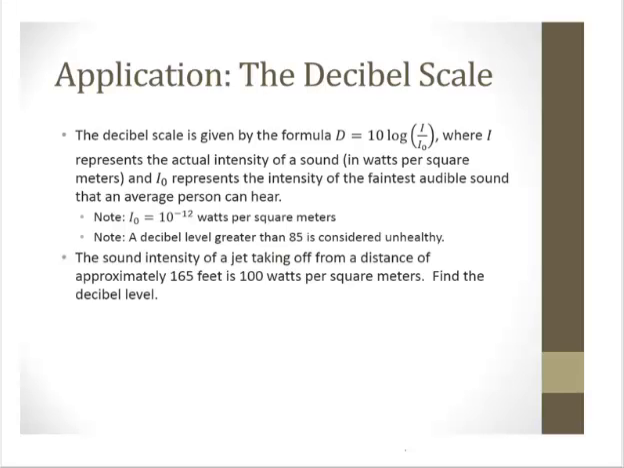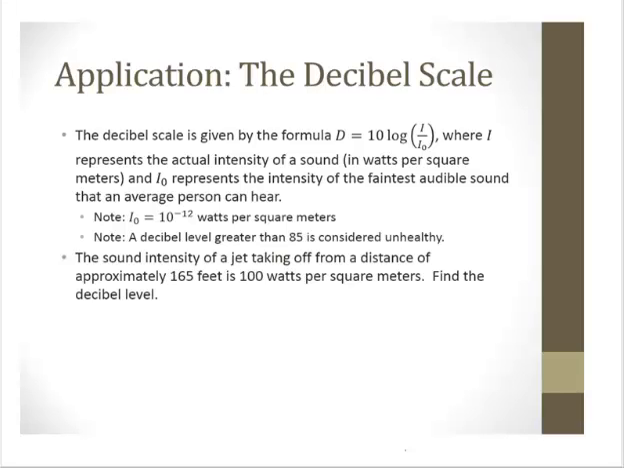The decibel scale is another example of a scale that's based on a logarithmic expression. The decibel scale is given by the formula d is equal to 10 times the log of I over I sub 0, where I represents the actual intensity of the sound in watts per square meter, and I sub 0 represents the intensity of the faintest audible sound that a person can hear. So I sub 0 is 10 to the negative 12th watts per square meter. And just as a note, a decibel level greater than 85 is considered unhealthy.